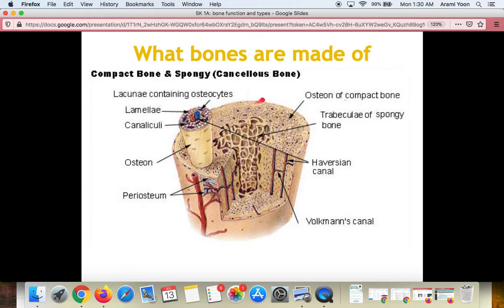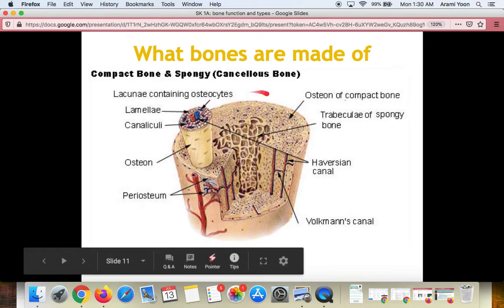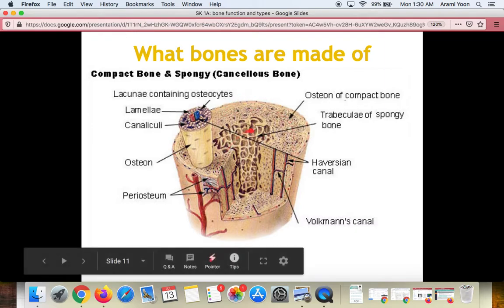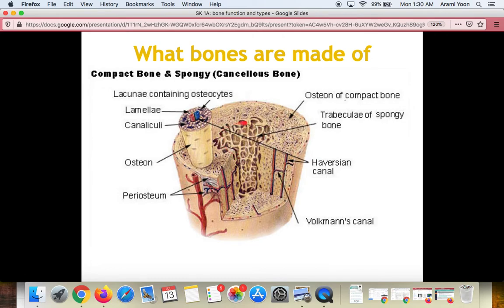Here's another view of that. So you can see this is a bone, and on the outside of it, it's very dense and compact. And then on the inside, it's more spongy. And then there is a hollow area in the middle where you would find your bone marrow. And we'll talk about the function of the bone marrow and the spongy bone and the compact bone in another lesson.